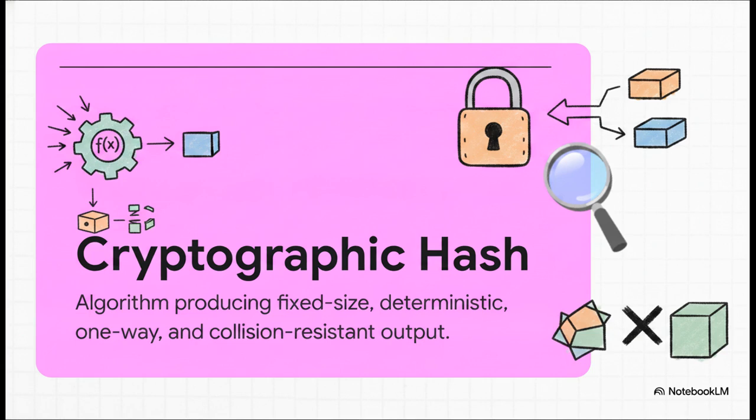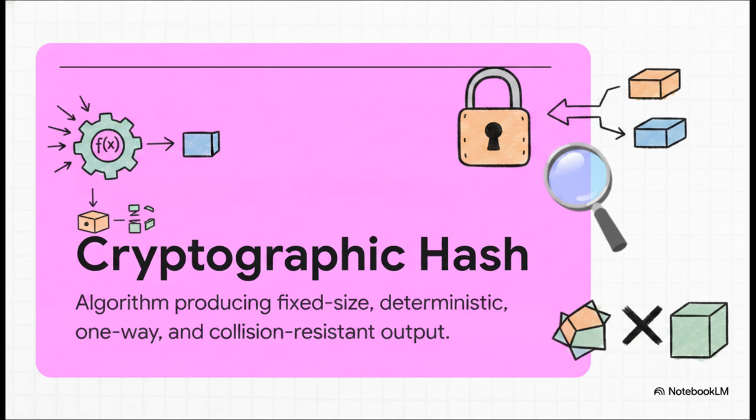These functions are also strictly one-way. I like to think of a hash function like a mathematical meat grinder, right? You can put a steak in and get ground beef out, but absolutely no amount of processing will turn that ground beef back into a steak. You just cannot mathematically reverse the hash to retrieve the original data.